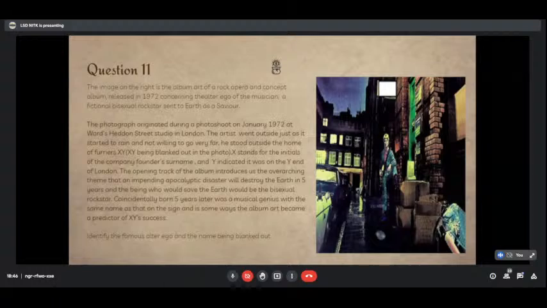So XY in the photo, as you can see, there's a white spot on top which has been blanked out. X stands for the initials of the company founder's surname, and Y indicated it was on the Y end of London. The opening track of the album introduces us to this whole apocalyptic disaster theme. Coincidentally, what happened 5 years later was that a musical genius with the same name as that on this side was born. And in some ways, this album art became the predictor of XY's success. So in the answer, we're looking for the famous alter ego of this person and the new musician or artist who was born 5 years later and named after the thing that has been blanked out.